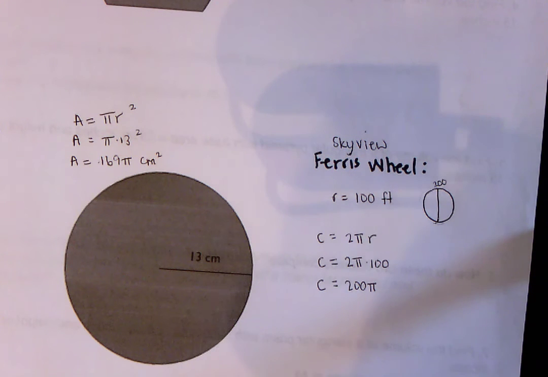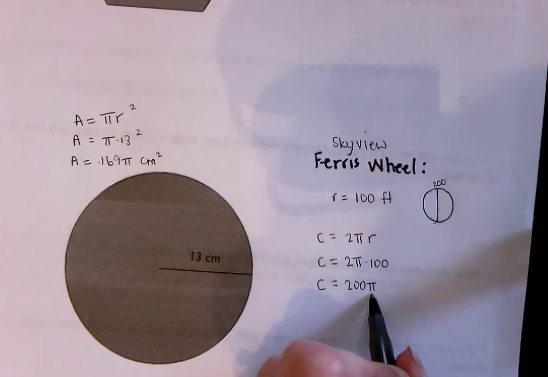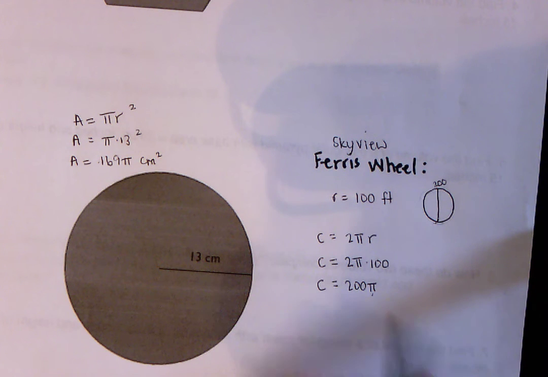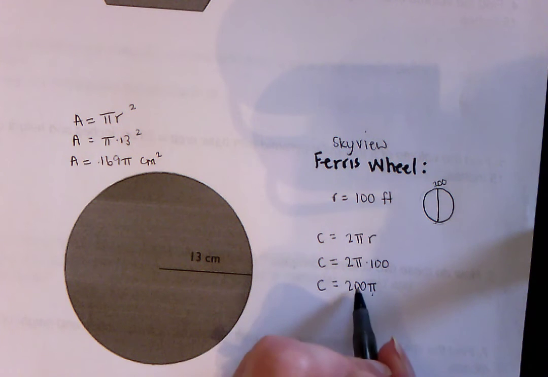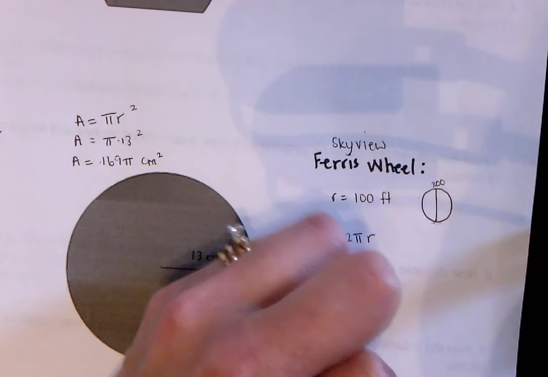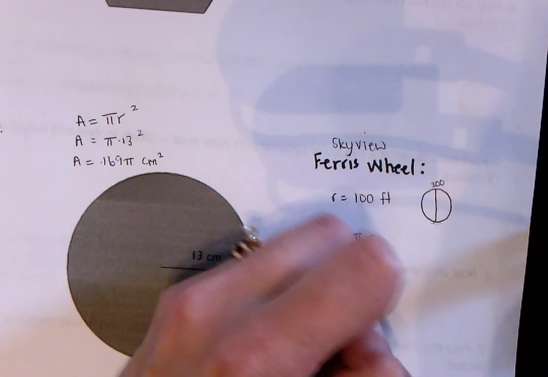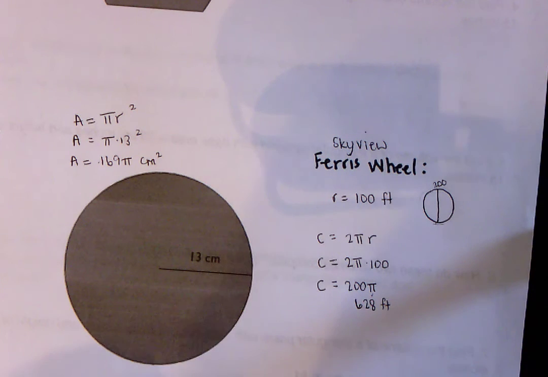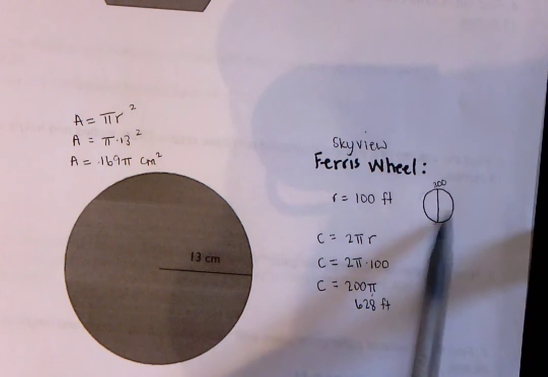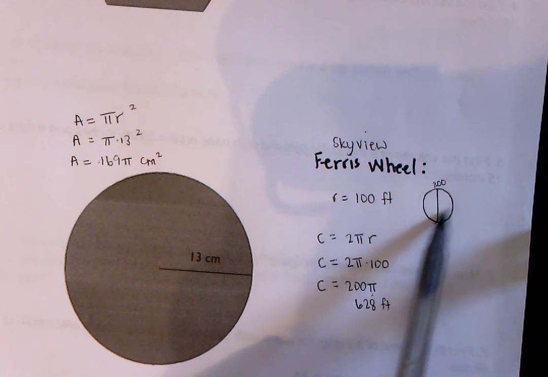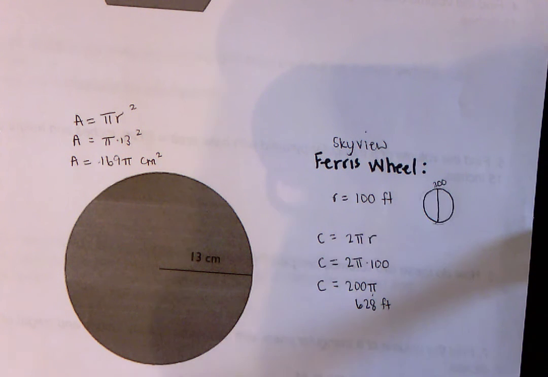But if you want to kind of get an idea of what that is, remember 3.14 is pi. So if you multiply that by 2, that's 6.28. And then add 2 zeros. So that's 628 feet all the way around that Ferris wheel. So let's say they were wanting to know how much steel, maybe just to go around the Ferris wheel in a straight line, it would be 628 feet.